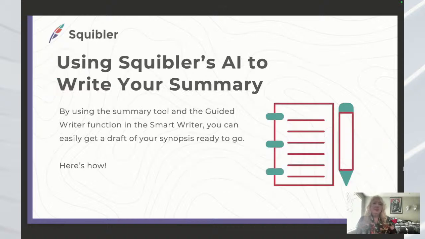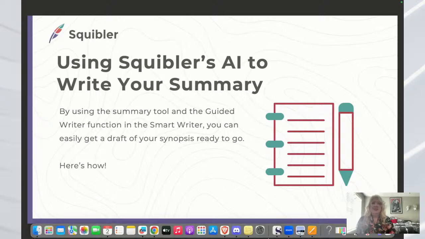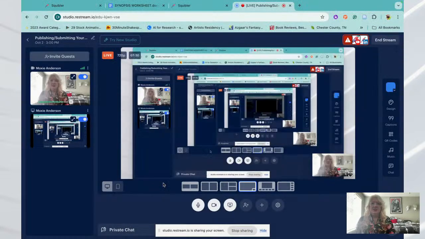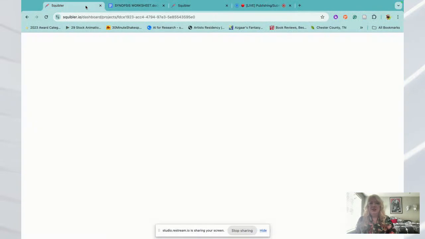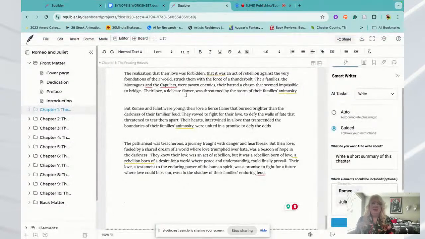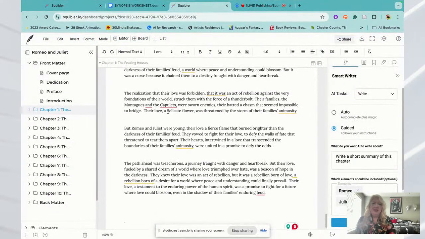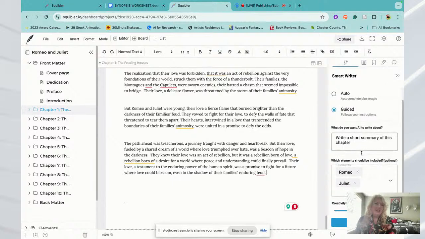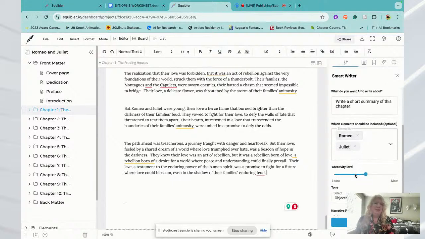So there are some ways to use Squibler's AI to write your summary, and I'm going to show you that briefly. We're going to use the summary tool and the guided writer, as in the Smart Writer, and we'll look at how to get a draft of your synopsis. So here's what you're going to do. I'm pretending I'm rewriting Romeo and Juliet, and I'm using the guided writer on chapter 1. I've moved my cursor to the end, and I'm going to put on the guided writer, write a short summary of this chapter. I'll put the elements I want in here, the main elements, Romeo and Juliet, of course.